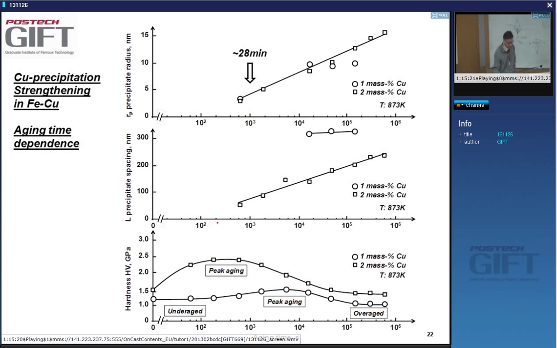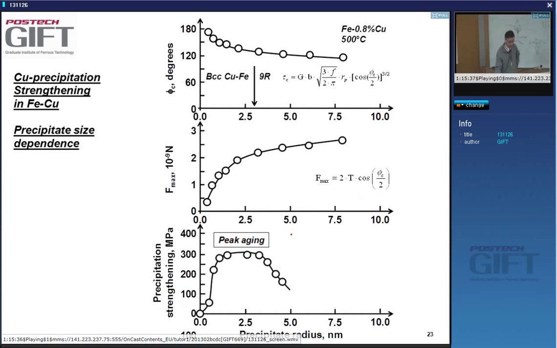Okay, I can do something similar, but instead of having the aging time on the x-axis, I can have the precipitate radius.